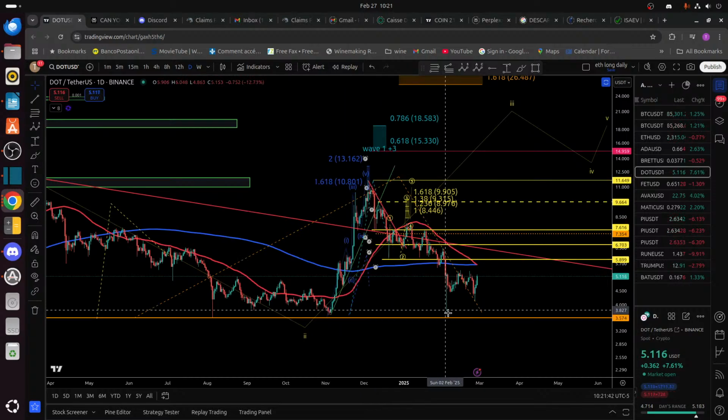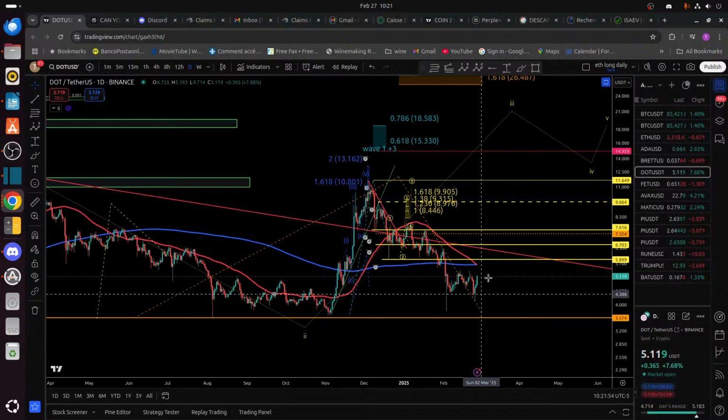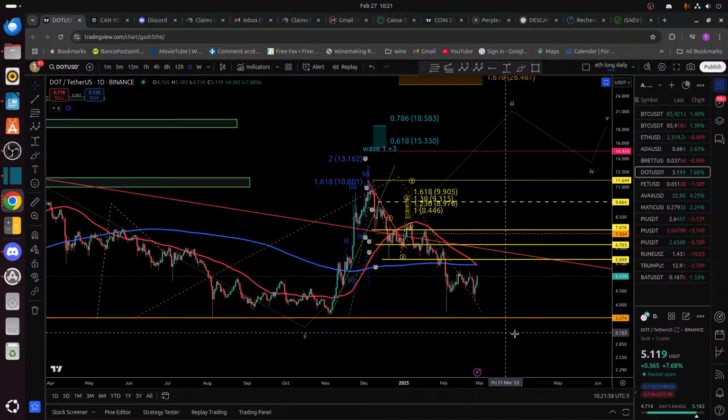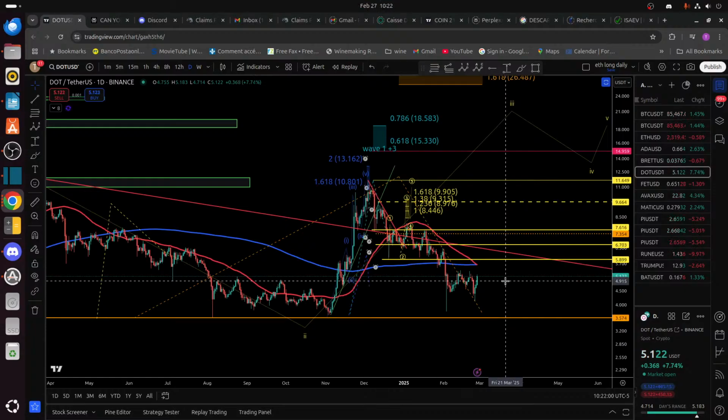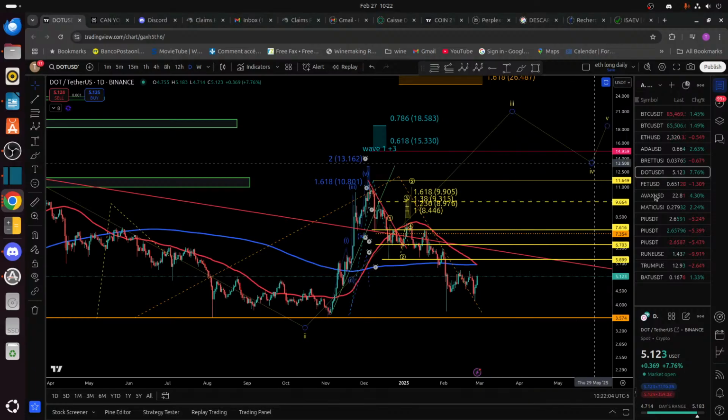But once again, allegedly wave 2, it's way too deep. So I wouldn't be surprised at this point if we are going to make another lower low. Anyway, I did see some good news. So I don't know what's wrong with that.